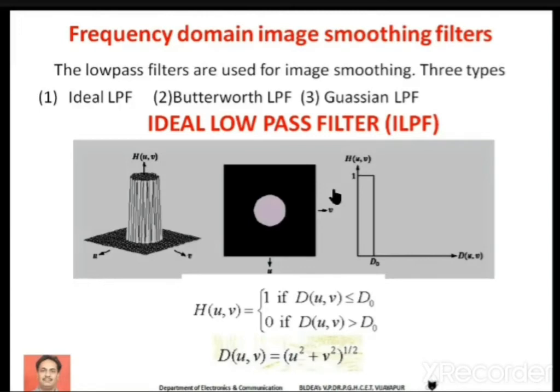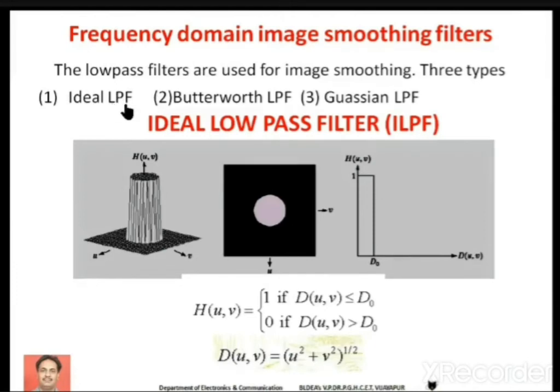So first we are going to discuss the frequency domain image smoothing filters. Smoothing filters by default are low pass filters. If you consider low pass filters, here we have three of them. One is the ideal low pass filter, which I have written as LPF.